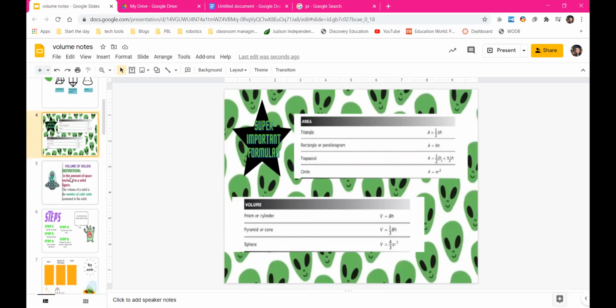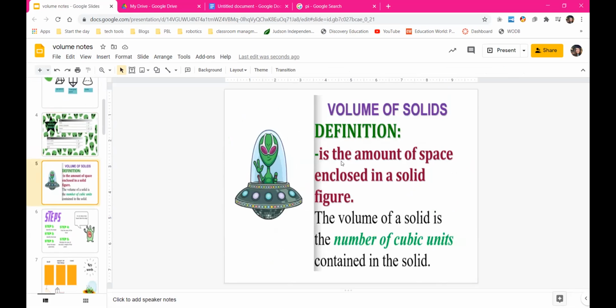Okay, slide number 5. So a couple of definitions. Volume is the amount of space enclosed in a solid figure. So we're talking about 3D shapes today. So not like drawing a triangle on a piece of paper, but a 3-dimensional shape you can hold in your hand. And the volume of a solid is the number of cubic units contained in the solid. So if I'm measuring my rectangular prism in inches, it'd be inches cubed.